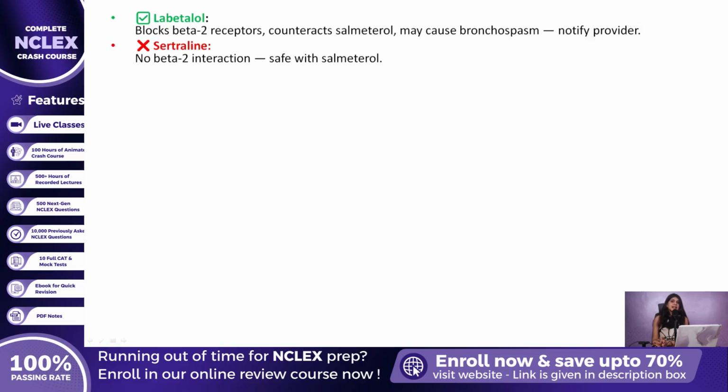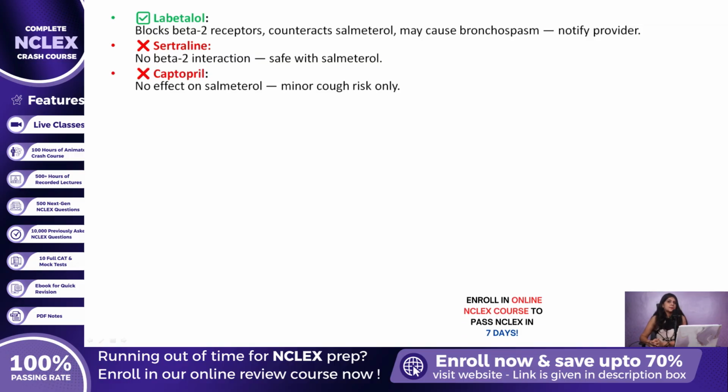Option A, sertraline, is a selective serotonin reuptake inhibitor, commonly prescribed for depression and anxiety. It does not interact with beta-2 adrenergic receptors and poses no risk to the bronchodilatory effect of Albuterol. Option C, captopril, is an angiotensin-converting enzyme inhibitor used to treat hypertension and heart failure. While it may cause a persistent cough in some clients, that effect is unrelated to airway obstruction or beta-agonist activity. It does not interfere with the action of Albuterol.